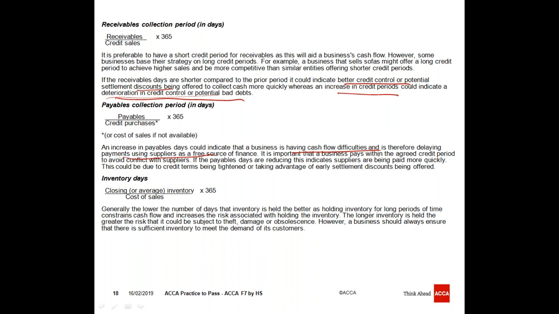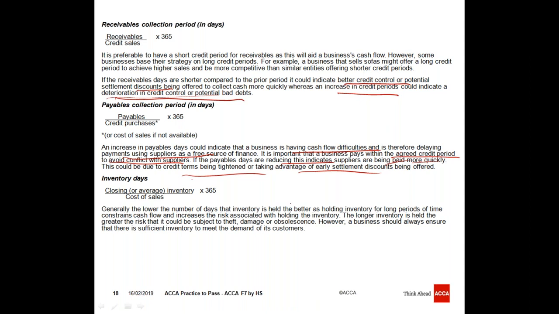It is important that the business pays within the agreed credit period to avoid conflict with the suppliers. If the payable days are reduced, this indicates the suppliers are being paid more quickly, which we might do because of a tightening credit period, or it could be an early settlement discount that attracts us to pay early.